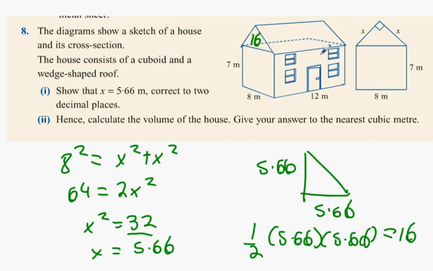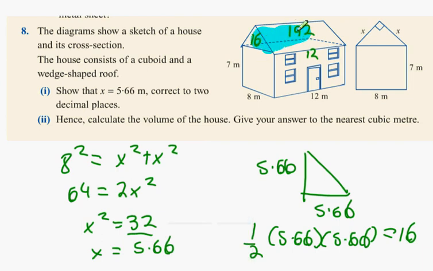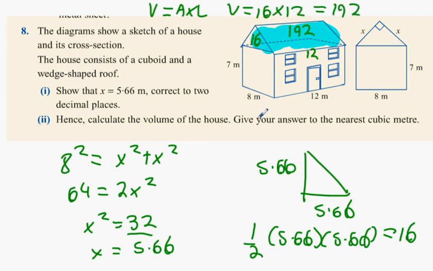So that face is 16. Is everybody happy with that? How deep does it go? 12. What's 12 times 16? 192. So it's 192 for the top part of the house, which is this part here. In an exam you'd have to write down volume equals area times length, and you'd write down 16 times 12 equals 192.